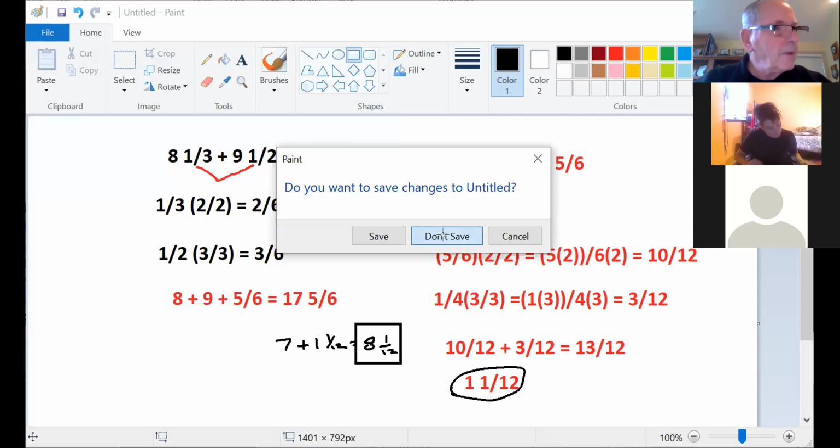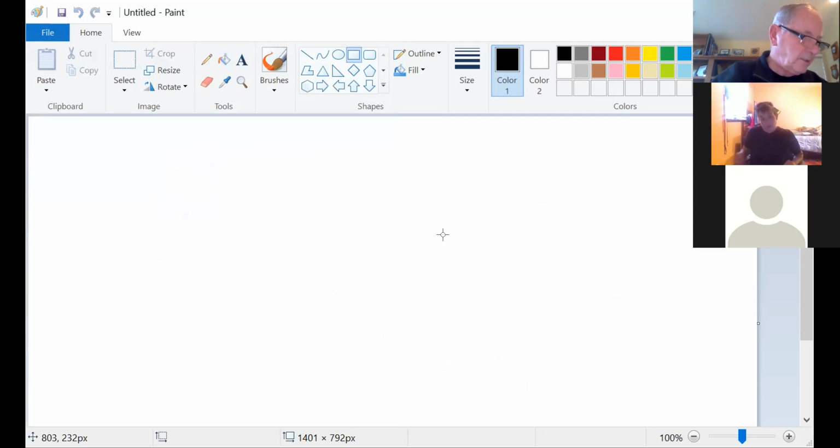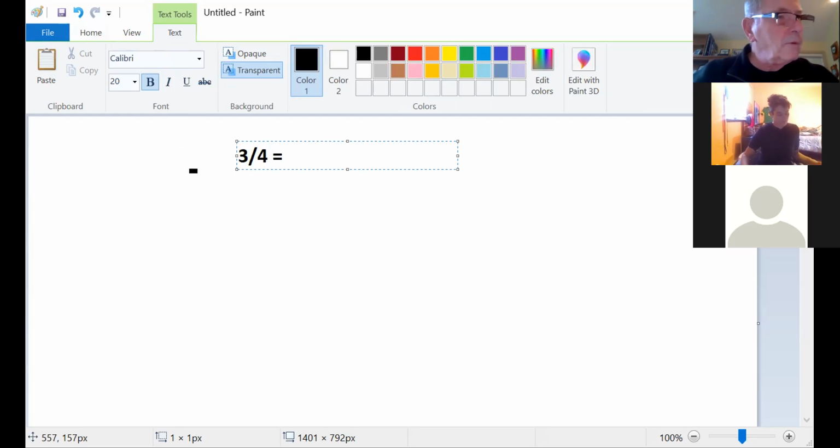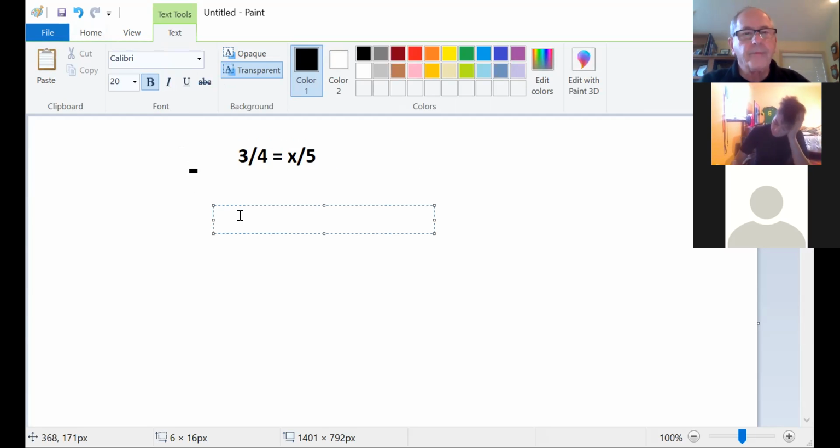Okay, moving on. So, looking at my test here. Another one, not random, but solve for missing terms, such as if I had 3/4 is equal to, say, x over something, and solve for x. What would I do in this one? I want to know what x is. How do I solve for x?